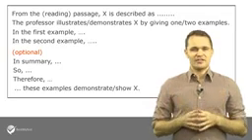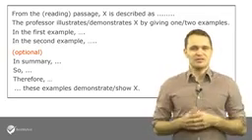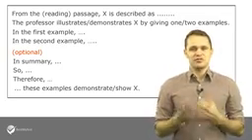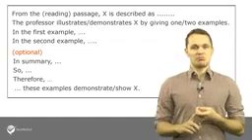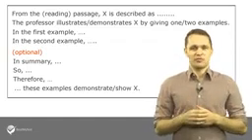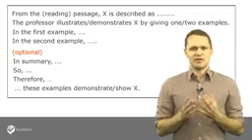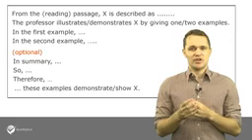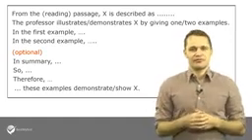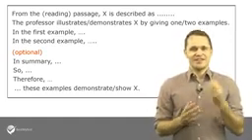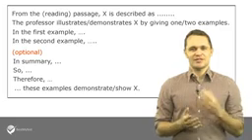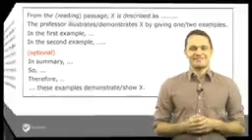If you then still have time, you should try to find a conclusive summary. For this, you can use transition words like in summary, so, or therefore. And then for the conclusion, you can often summarize the examples by using these examples demonstrate or show X. The template, as you can see, is quite straightforward. So let's listen to a sample answer using this template.